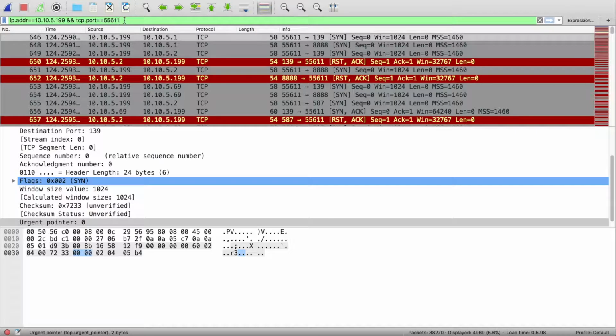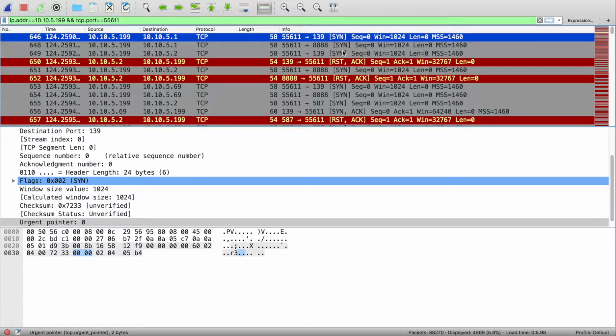All right, and so sometimes when you're doing this with TCP, because you've got IP and port both involved, you have to adjust the query up here a little bit. But that query is going to show me all the traffic where .199 is one of the two IPs involved and 55611 is one of the two ports involved. And I think that's going to give us what we're interested in here. So let's take a look.